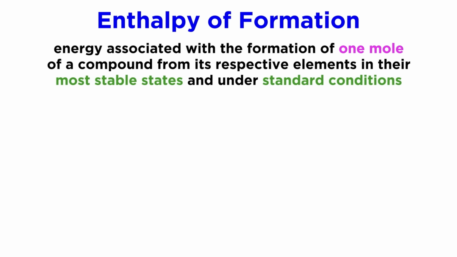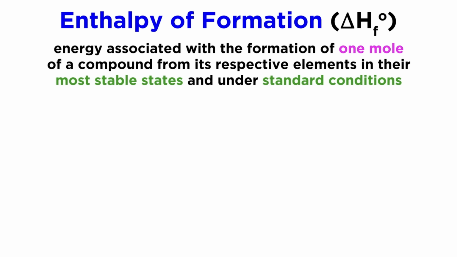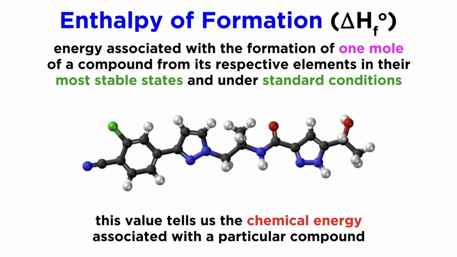Now let's learn a second method for calculating enthalpy changes. Enthalpy of formation, also called heat of formation, is a value that tells us the energy associated with the formation of 1 mole of a compound from its respective elements in their most stable states and under standard conditions. It will be symbolized as delta H with an F subscript for formation, and the degree symbol superscript signifies standard conditions. Enthalpy of formation data is very useful information because it is kind of like knowing the amount of chemical energy associated with a compound.